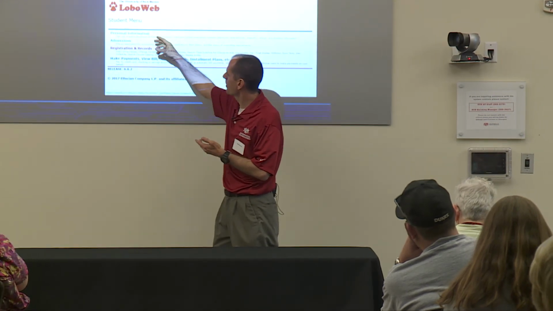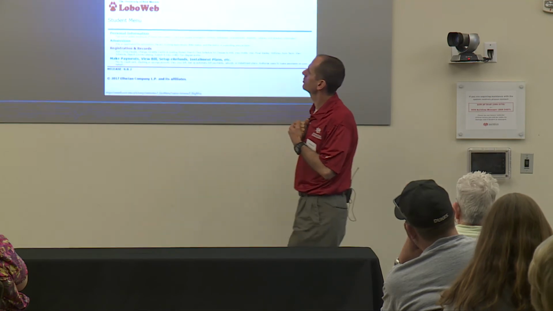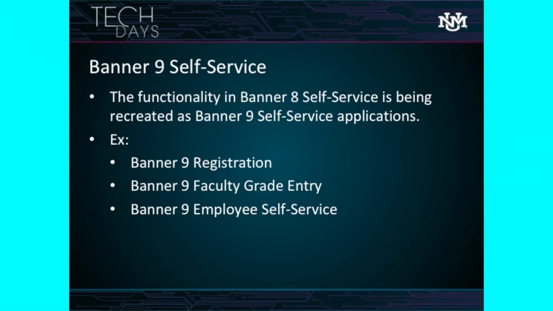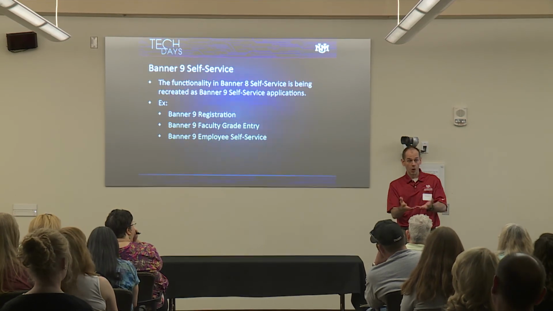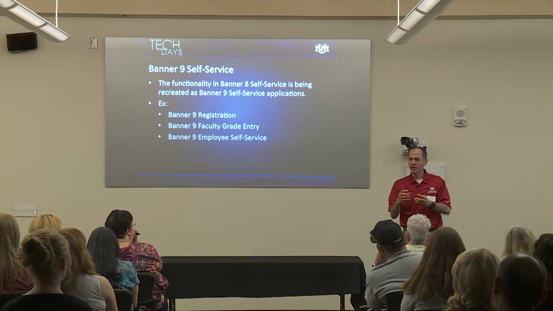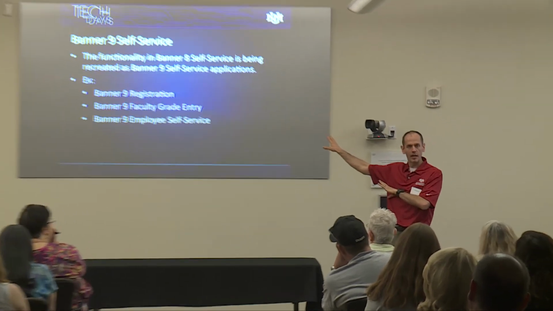There are different areas even within the student tab. Next slide, please. So the functionality in the Banner 8 self-service piece, what we call LoboWeb, Ellucian is not recreating everything at once. They are doing things piecemeal. For example, there was admissions information in there, and also registration information. Both of those are under the student tab within Banner 8 self-service.